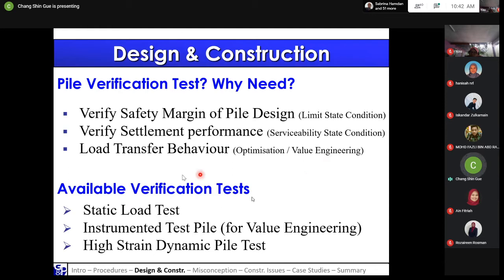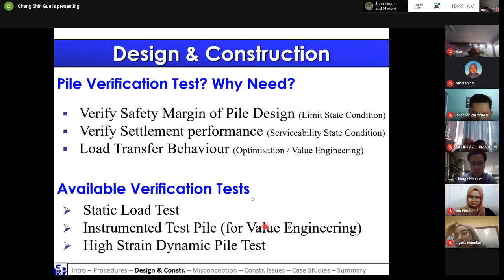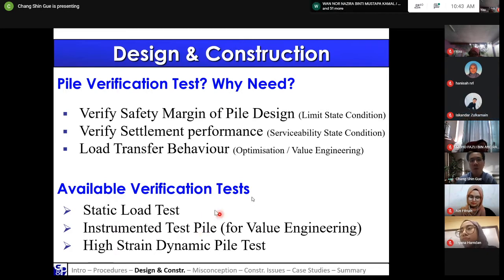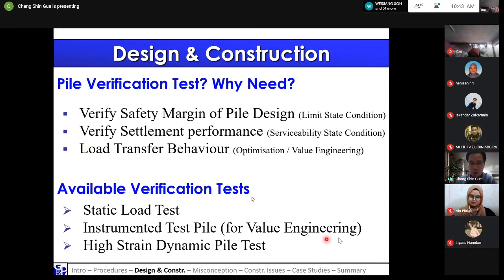So just to show you what are the available verification tests that are commonly used in Malaysia, one of which is the static load test, or sometimes we call it the maintained load test. And if you have instrumented piles, then you can carry out the test with instruments in order to understand the load transfer behavior. So this is more for the value engineering. So instrumented piles can be within your static load test, or another one can be within your high strain dynamic pile test, or typically known as a PDA.